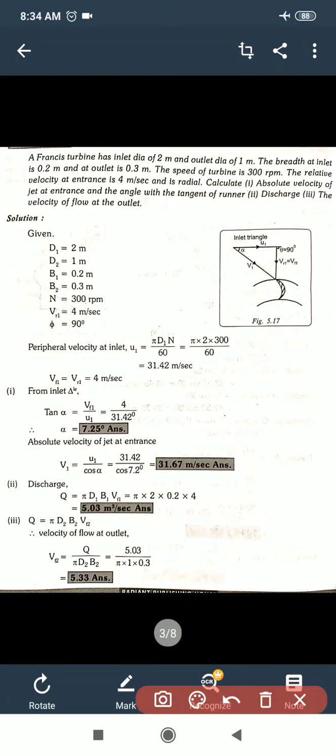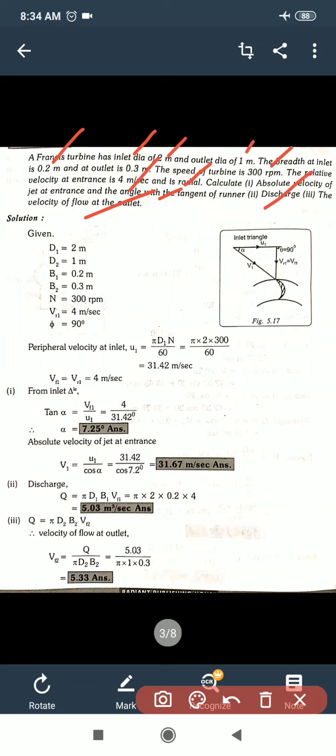A Francis turbine has inlet diameter 2 meters and outlet diameter 1 meter. The blade width at inlet is 0.2 meters and at outlet is 0.3. The speed at which it is running is 300 rpm. The relative velocity at entrance is 4 meter per second and it is radial. That is the condition. And you have to calculate the absolute velocity of jet at entrance as well as the angle, the discharge, and the flow velocity at outlet. So this is the question.